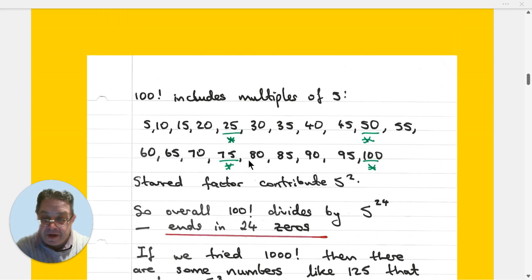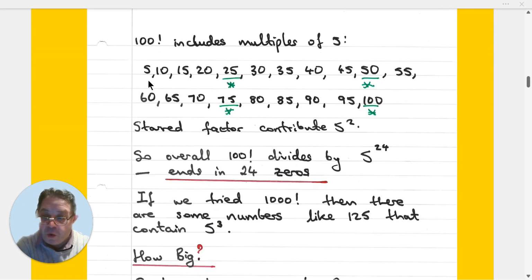So if we think about the numbers up to 100, all the multiples of 5 will donate a 0 on the end, but the multiples of 25 will donate 2 zeros on the end. So what we have is 24 multiples of 5, add 4 extras, the ones I've underlined, so 100 factorial will divide by 5 to the power of 24. It ends in 24 zeros.